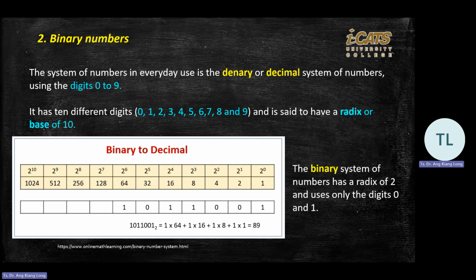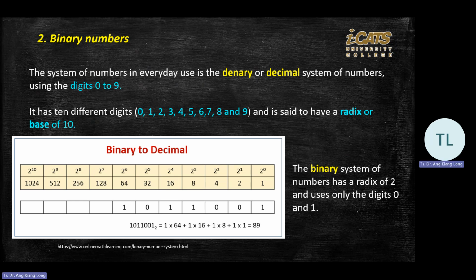So there's a meaning to each power of 2. For example, 2 power 0 is 1, 2 power 1 is 2, 2 power 2 is 4, and so on. Okay, so it means something.